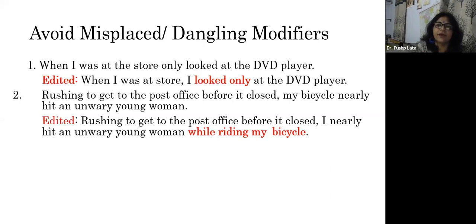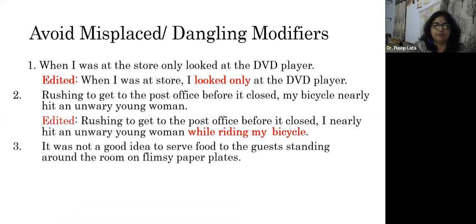First, you have hit the unwary young woman. That's the important piece of information. When? While riding my bicycle.